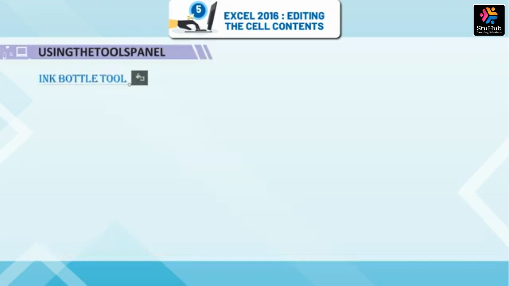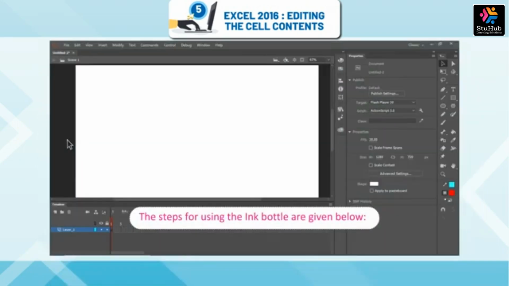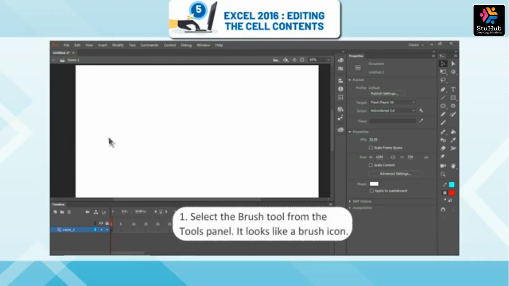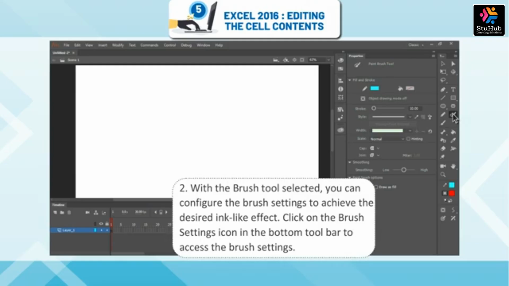Ink bottle tool. The ink bottle tool is used to change the stroke color of lines and shapes. You can use it to apply different stroke colors to selected objects. The steps for using the ink bottle are given below. Select the brush tool from the Tools panel. It looks like a brush icon. With the brush tool selected, you can configure the brush settings to achieve the desired ink-like effect.